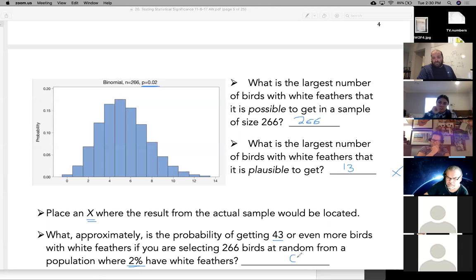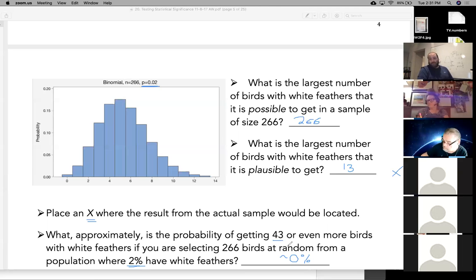Answer, about 0%. It is so close to impossible. It is so far down that it's just not going to happen. And yet we got 43. We've got to question something about what we're believing in. And that's exactly the point. We have to seriously question this 2%.